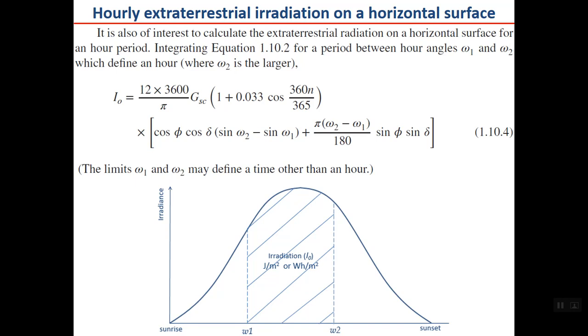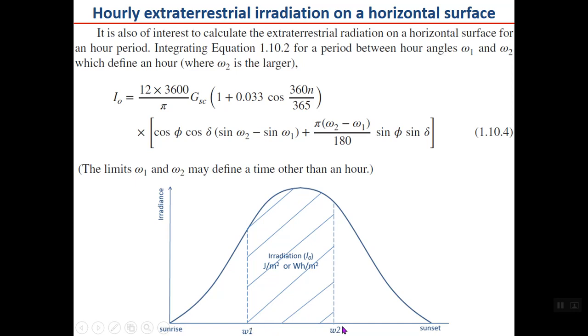If you want to calculate the extraterrestrial irradiation on a horizontal surface, not from sunrise to sunset, but from time omega 1 to omega 2, for example, from 10 o'clock in the morning to 2 o'clock in the afternoon, then it is also possible. Just you should correct the limits of integration. Instead of using sunrise to sunset as the limits of integration, you may use different times, for example.